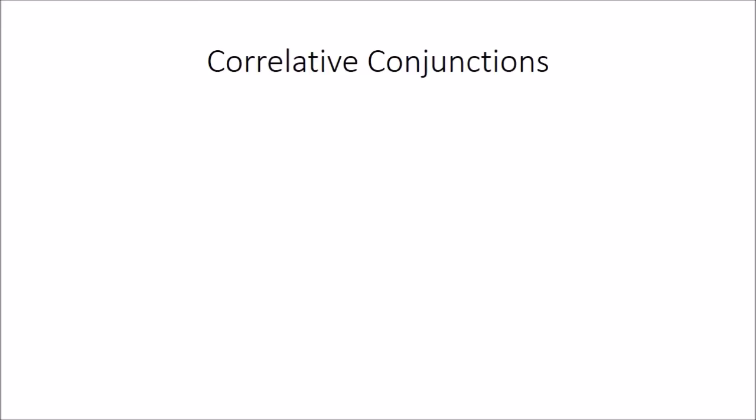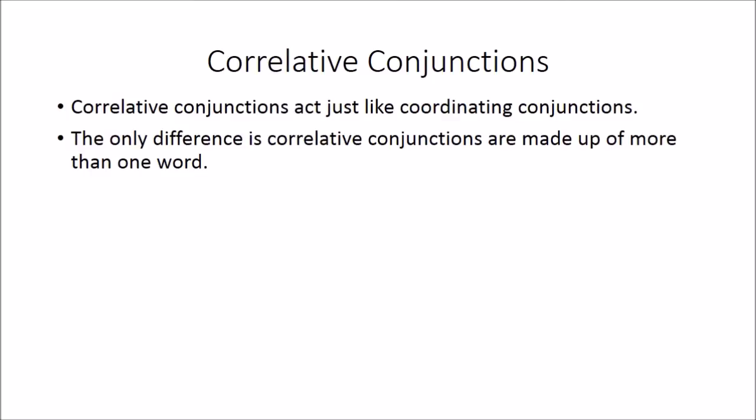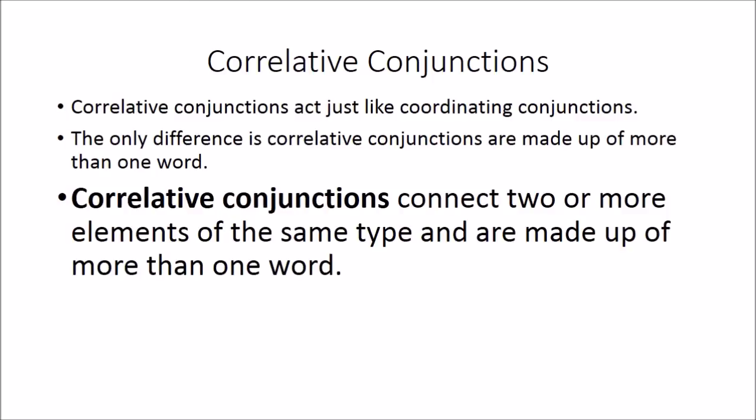Now, that brings us to correlative conjunctions, okay? Correlative conjunctions act just like coordinating conjunctions. That's why this slideshow is so short. The only difference is correlative conjunctions are made up of more than 1 word. So we're not just sticking with fanboys now with correlative conjunctions. There are actually 2 parts to a correlative conjunction, and I'll show you what I mean by that.